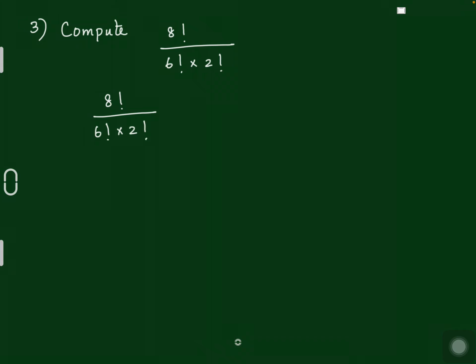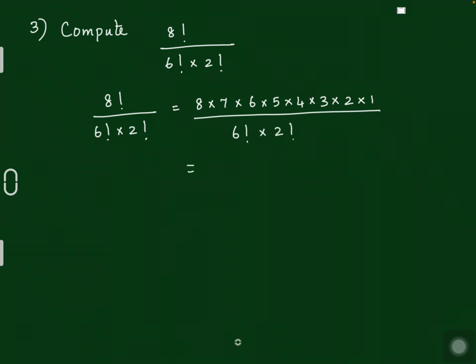You know, 8 factorial can be written as 8 into 7 into 6 into 5 into 4 into 3 into 2 into 1 by 6 factorial. Let me have it as it is, and 2 factorial also let me have it as it is. Now, this 8 into 7 I will write as it is. This 6 into 5 into 4 into 3 into 2 into 1 can be written as what? 6 factorial by 6 factorial.